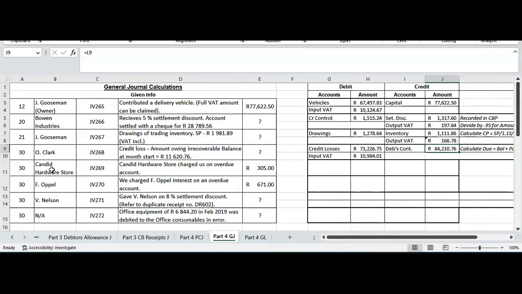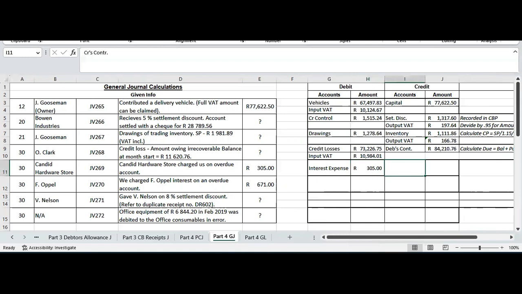Then the next one is Candid Hardware Store. They charged us on an overdue account. We should not be very happy when that happens. Remember, this is an interest expense for us, and when there is an interest expense, we can just put the full amount in there that we were given, because there is no VAT on interest. So that is what we put on that side, the interest expense.